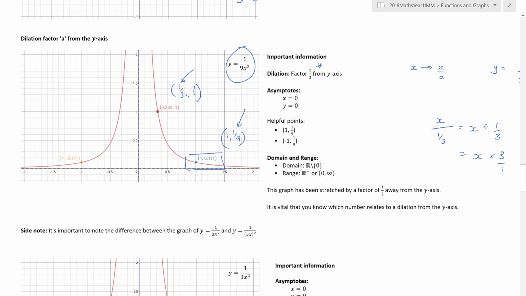And I have to say my helpful asymptotes are 0, 0. My helpful points are 1, 1/9 and -1, 1/9. Domain and range, because it's a dilation, doesn't change.